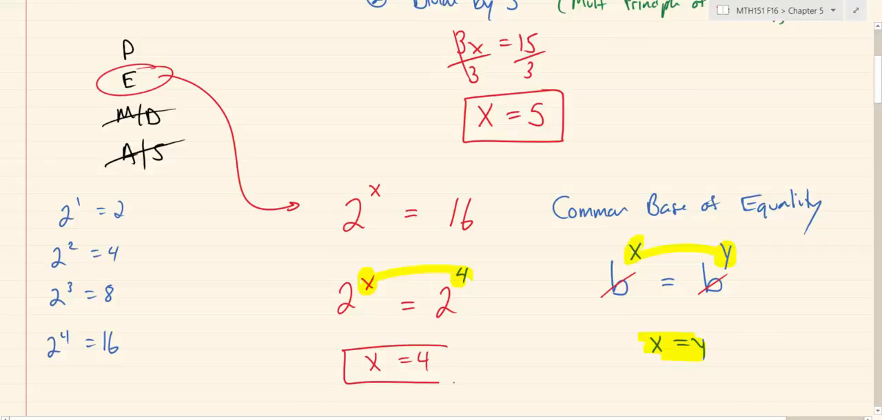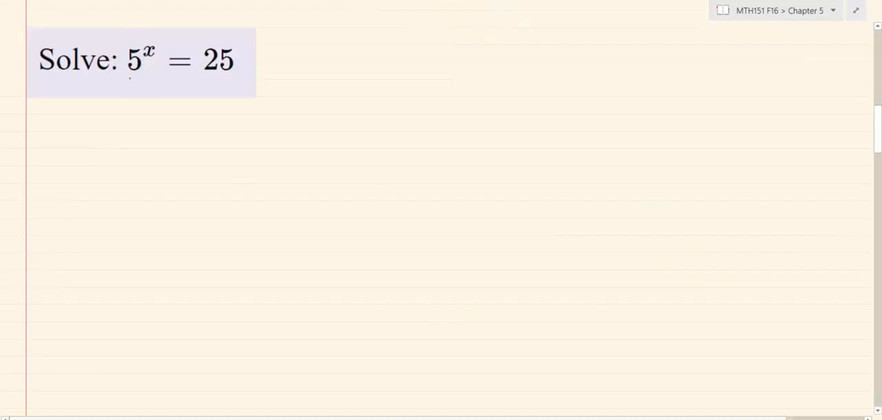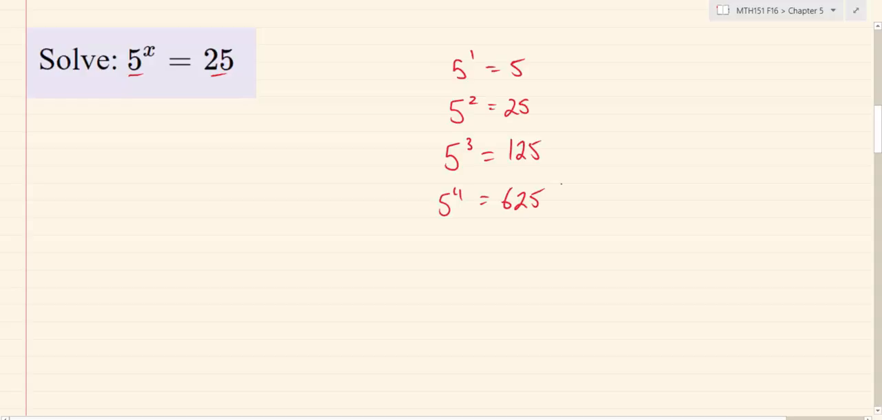And that's our solution. We sort of look at this one and it's kind of like, well, this looks like it's going to be a base 5. So what I'm going to do is I'm going to write out the first couple powers of 5. Just to kind of refresh my memory on what these powers of 5 are.